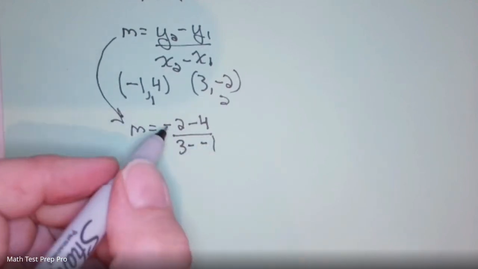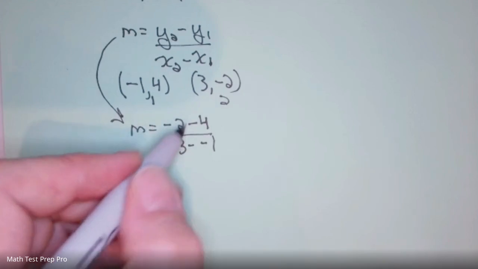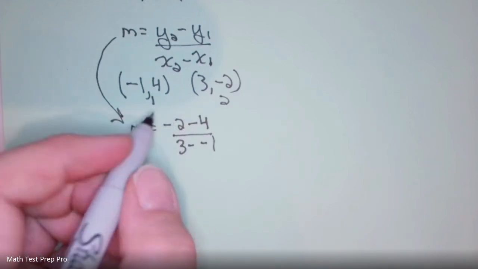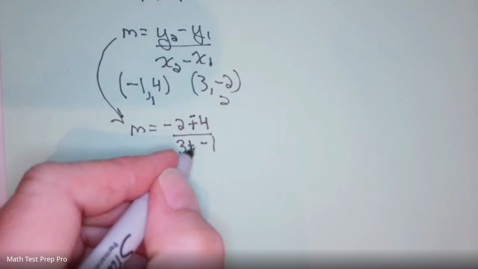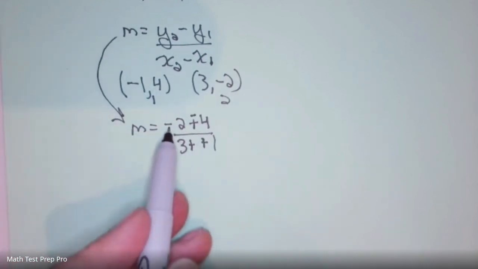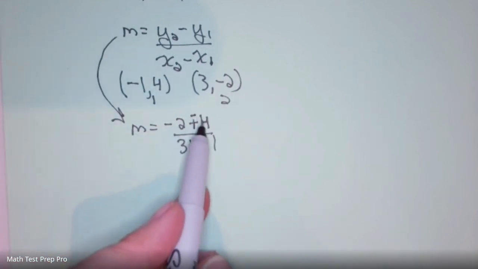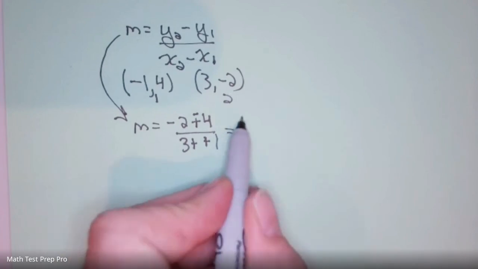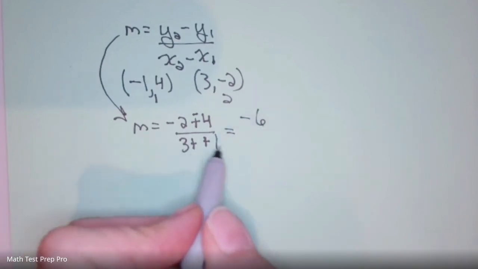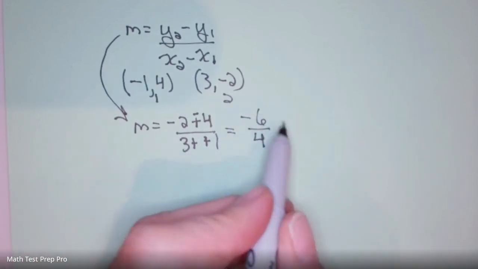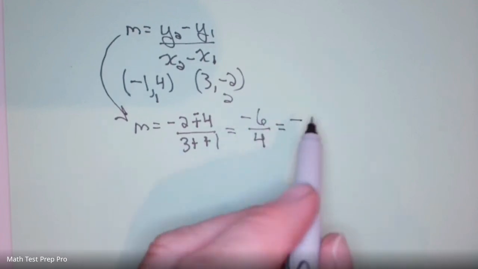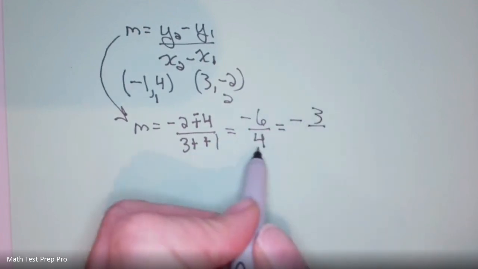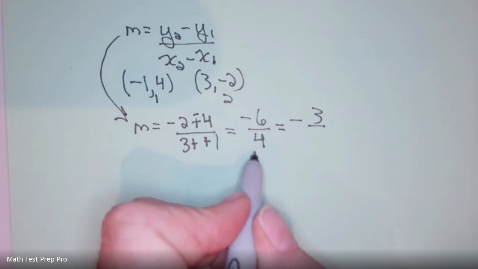Then top and bottom, I'm going to use the zip method to subtract negatives. So zip, zip, zip, zip, right? That turns into negative 2 minus 4, which is going to be negative 6. Down here, 3 plus 1 is going to be 4. Do a little bit of reducing. I can take a 2 out of the top and bottom. 6 divided by 2 is 3. 4 divided by 2 is 2.